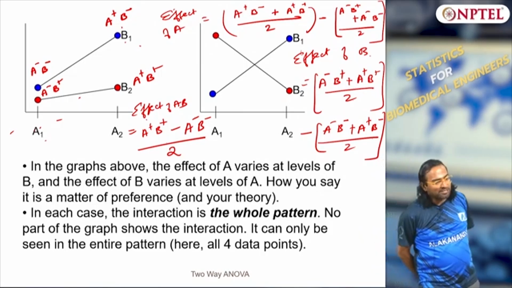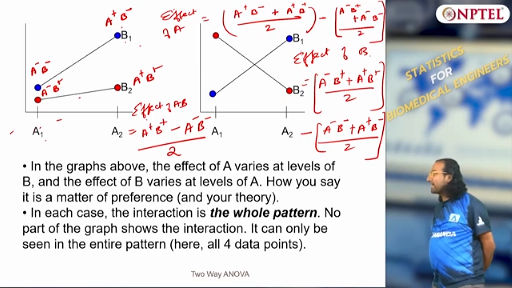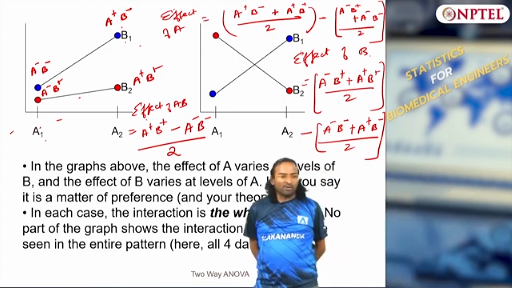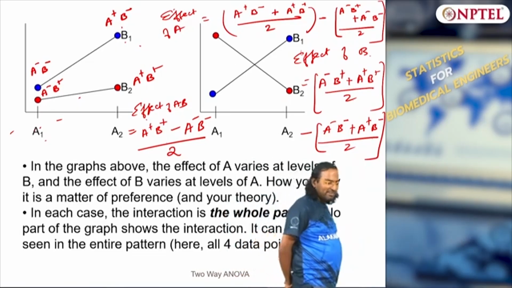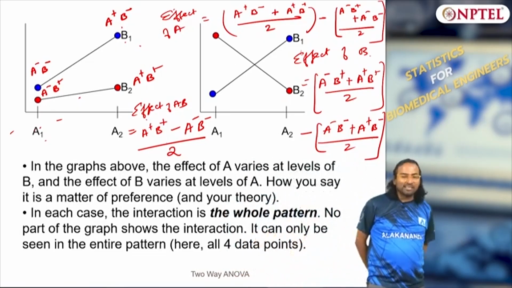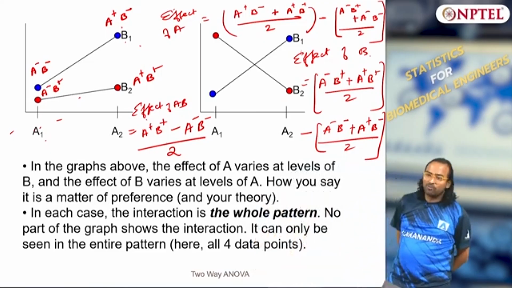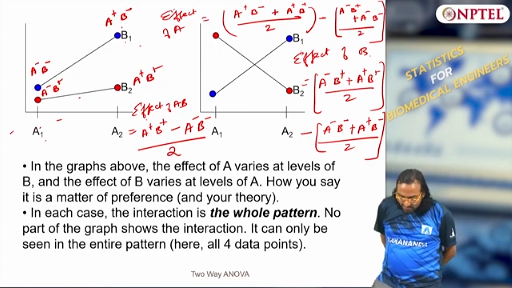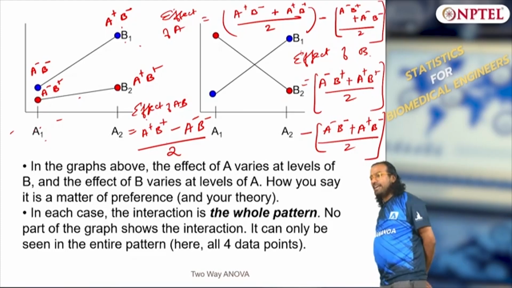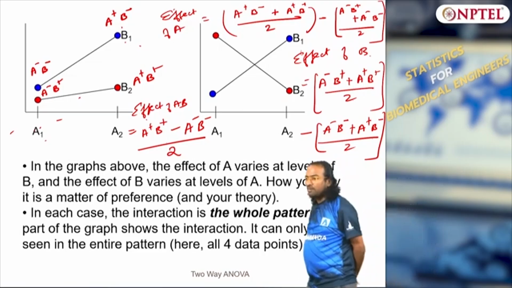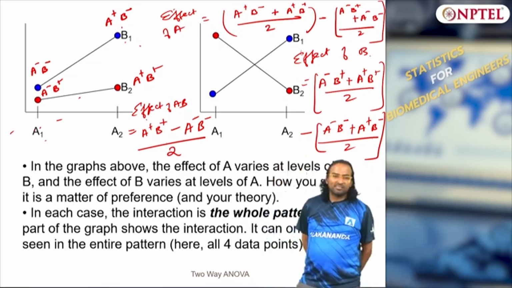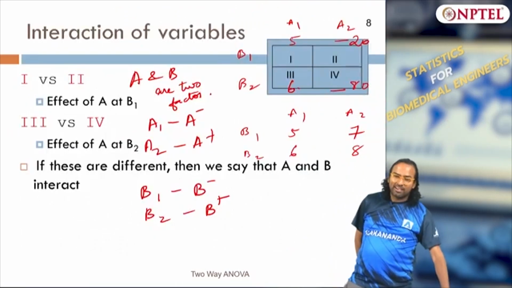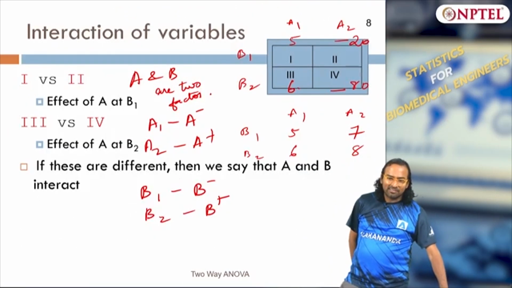What is the effect of A, the effect of B? Effect of A is A irrespective of B, and effect of B is B irrespective of A. You can average it out, and this is my interaction: A positive, B positive minus A negative, B negative, divided by 2. This is what interaction is. So now, looking at the data only, you should be able to say whether there is an interaction or not.